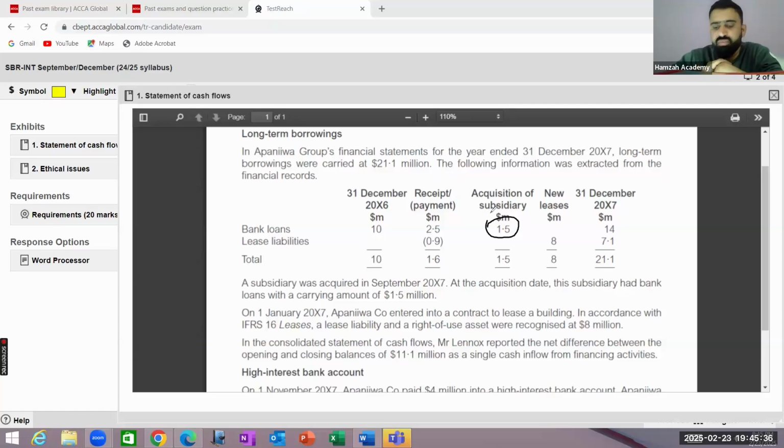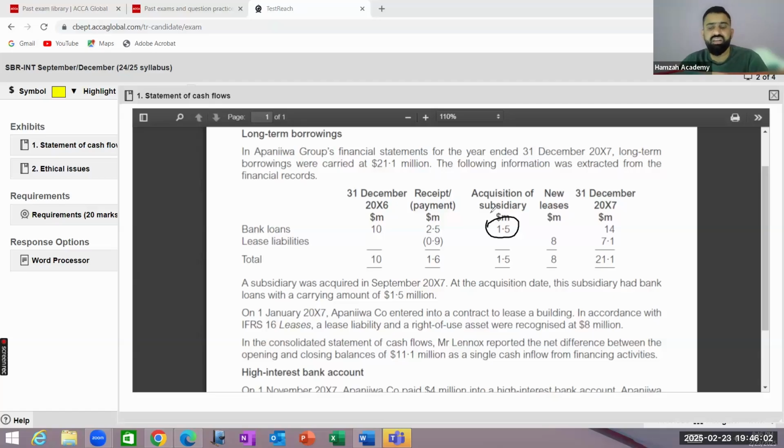Then we have a lease liability. We do not have any lease liability in our opening balance, but there is a lease payment of 0.9 million. There is no lease liability acquired through a subsidiary acquisition. Yes, there is a new lease. We have a new lease of 8 million. This is a lease liability which we have acquired in the current year.